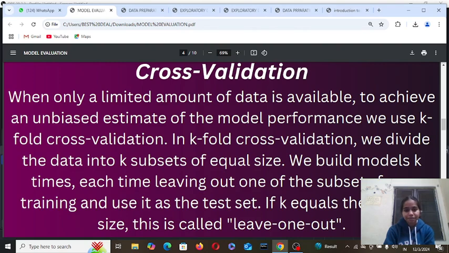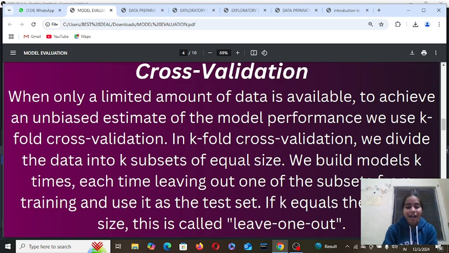This is the second method, cross validation. When only a limited amount of data is available, to achieve an unbiased estimate of the model performance, we use k-fold cross validation. In k-fold cross validation, we divide the data into k subsets of equal size. We build the model k times, each time leaving out one of the subsets from training and using it as the test set. If k equals the sample size, this is called leave-one-out.